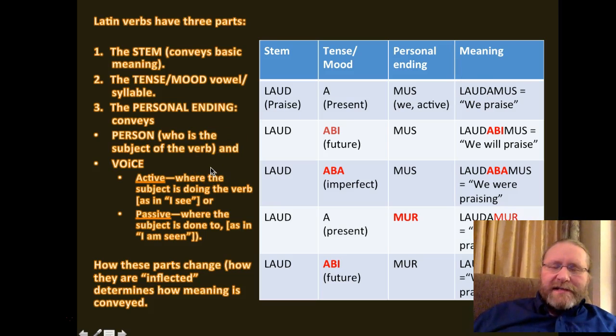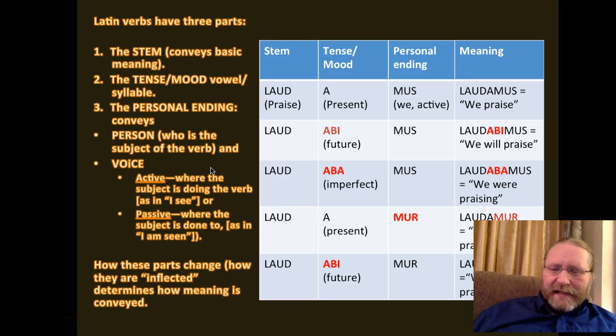A Latin verb is made up of 3 parts. The stem, a tense and mood vowel or syllable, and then finally personal endings. The stem gives the basic meaning of the verb. It doesn't provide any action. It doesn't tell you who's doing the action. It doesn't tell you whether someone is doing the action or receiving the action. It just gives the basic idea of what the action is. In this case, I've chosen the verb laudo, so that laud is the base, and all it means is praise, but it doesn't mean anything more.